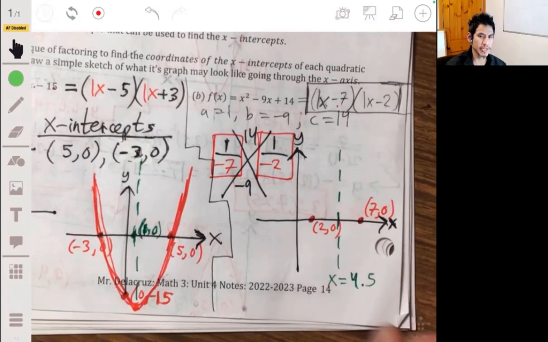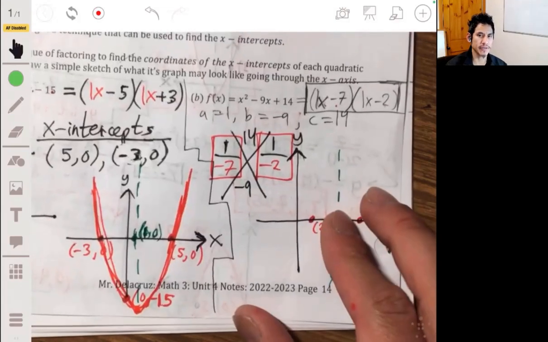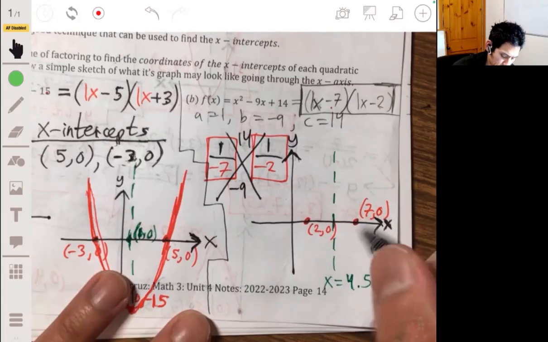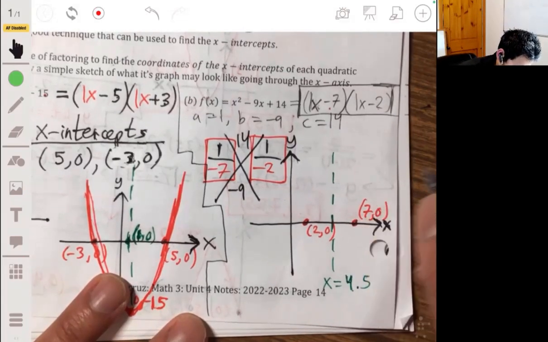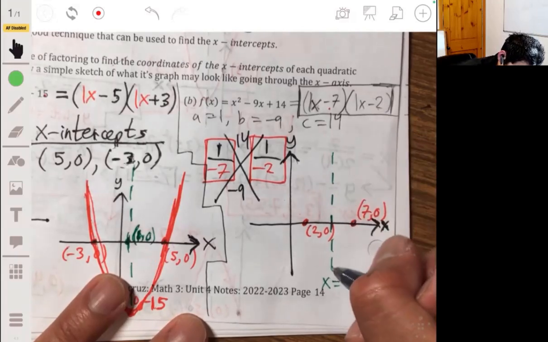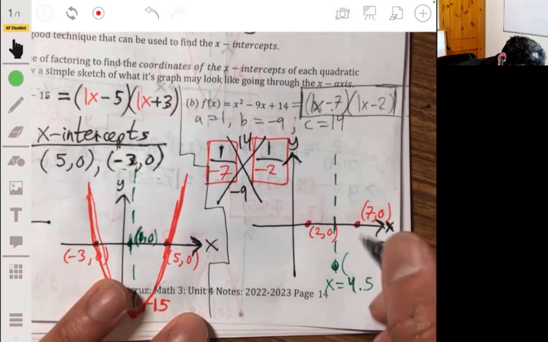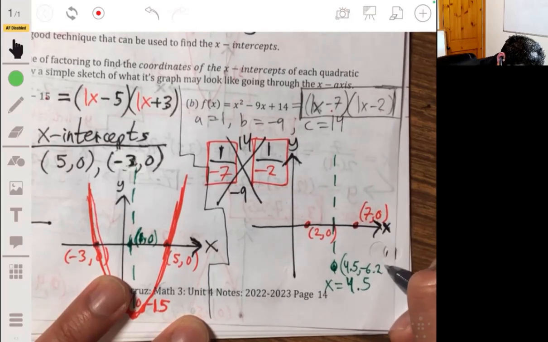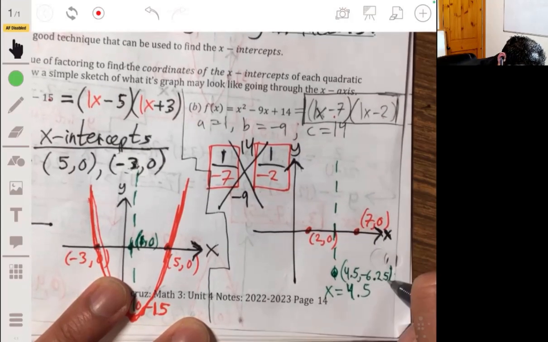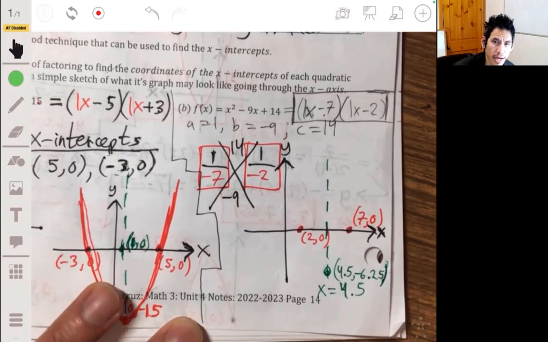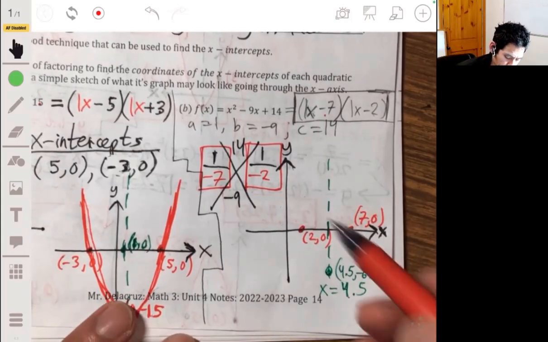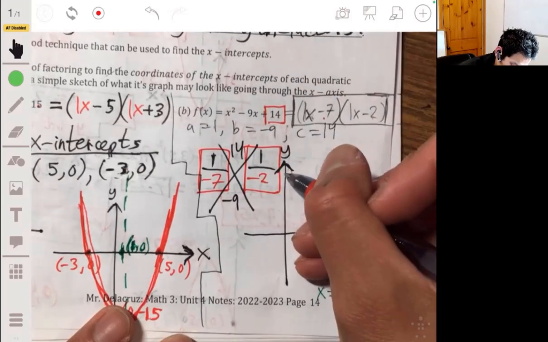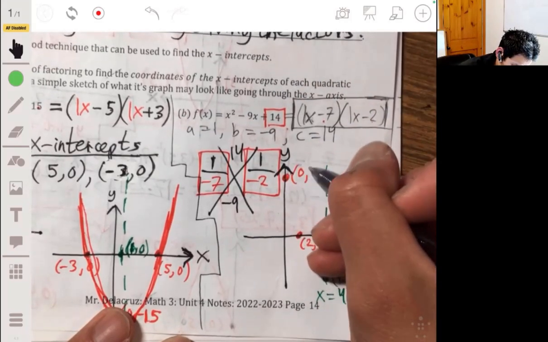Now we typically will need to find the y value for the vertex, but I'll just give it away for now. It's going to be negative 6.25. So we'll have the vertex at 4.5 comma negative 6.25. And what we learned on the page before is that the y-intercept will be at 14. So we can further draw a point over here at 0, 14.